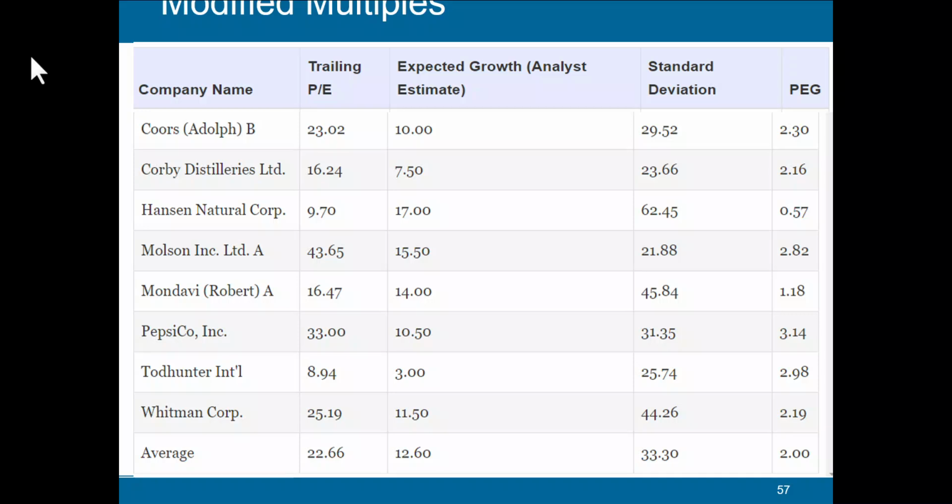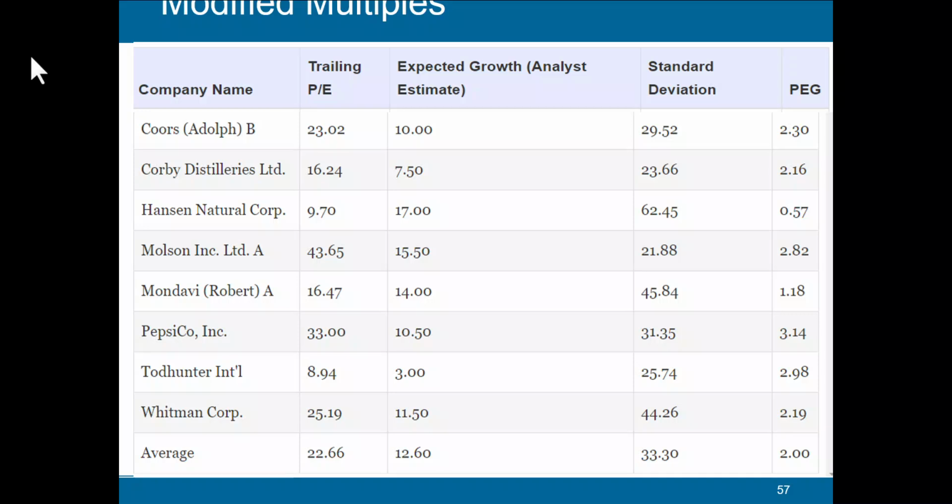Here you have PepsiCo also. The trailing PE ratio, expected growth, standard deviation and PEG are all given. So what is the industry PEG? 2. That means anything above 2 will be expensive. Second, what is the standard deviation? 33. Anything below 33 would be considered less risky compared to peers. If every company is risky, then we choose the company which is less risky compared to peers.